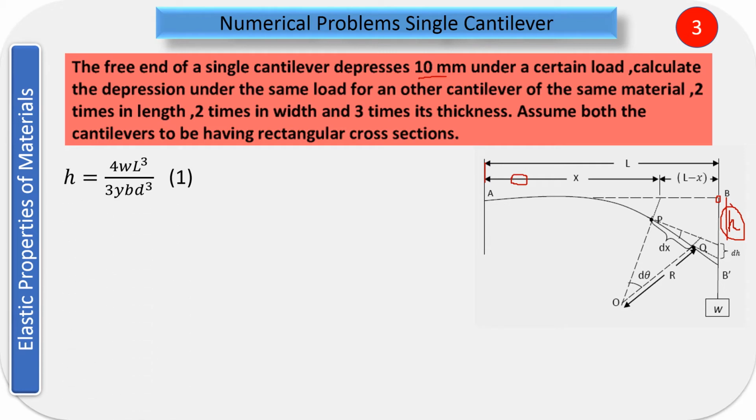So what we can do, the depression that we have calculated is H equal to 4W, where W is nothing but M into G, into L cube, where L is the length of the cantilever from the fixed end to the free end, over 3Y, where Y is your capital Y.